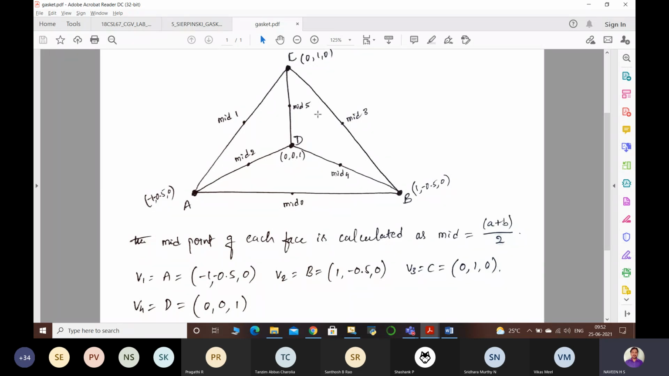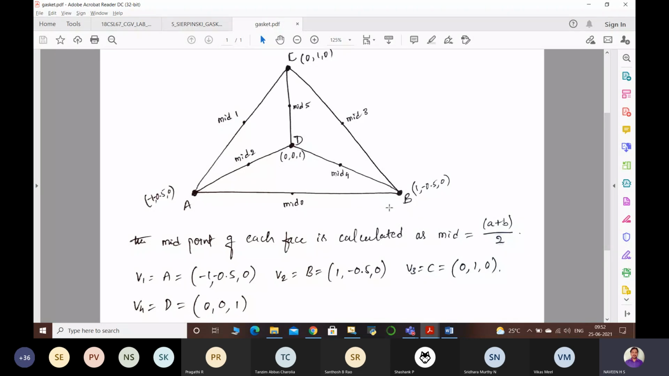So we have different faces of the triangle. With the values, we have the 4 vertices here: A, B, C and D. These are the 4 different vertices we are going to consider.